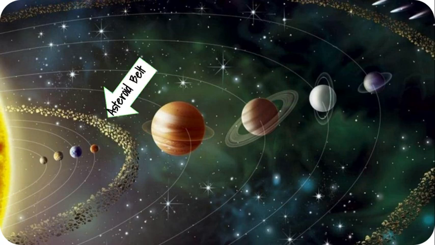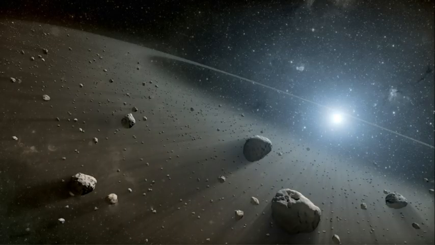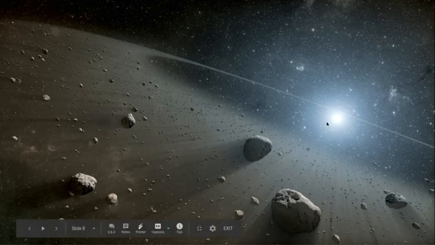So here you see the inner planets separated by the asteroid belt from the outer planets. And if you notice, there are more asteroids beyond our 8th planet in the solar system. Here's an artist's interpretation of the asteroid belt. So you can see the sun here and the asteroids in the ring.